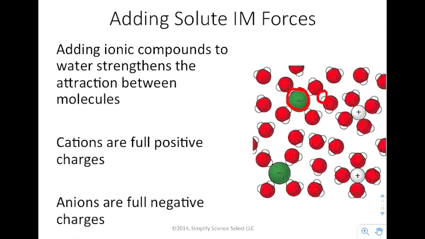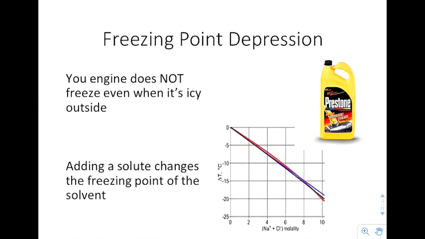So it says cations are full positive charge, anions are full negative charges, as opposed to the partial positives of oxygen. Next, you have the idea of freezing point. Freezing point depression. Your engine does not freeze when it's icy outside because you add a solute to it to change the freezing point of water.